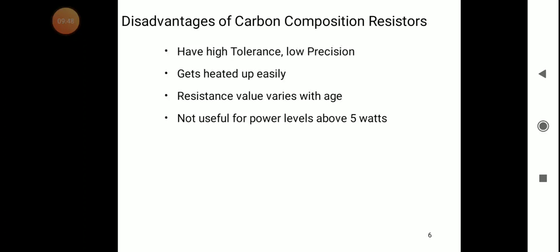But what are the disadvantages? Carbon composition resistors have high tolerance but low precision, and precision is important. They also get heated up very easily. Resistance values vary with age because we are using powder. After aging, the value varies, and they are not useful for power levels above 5 watts.